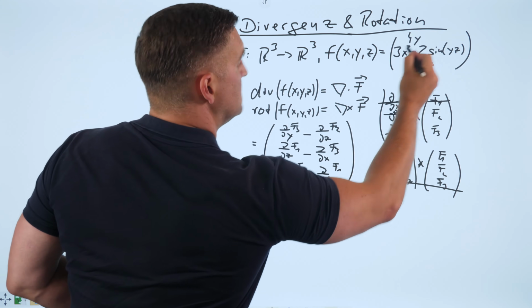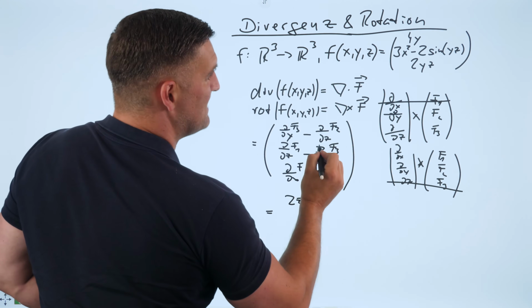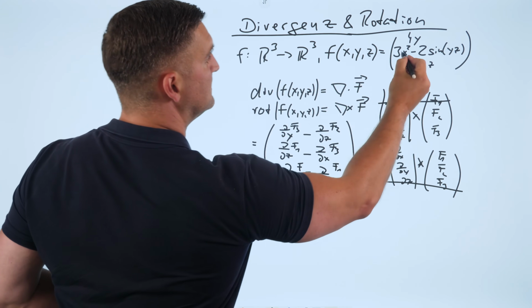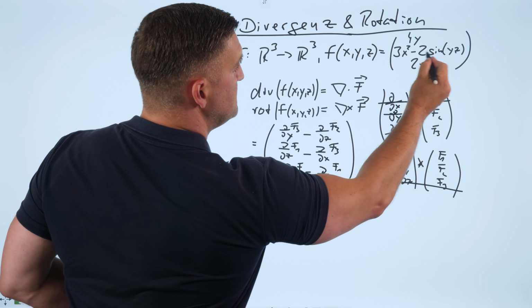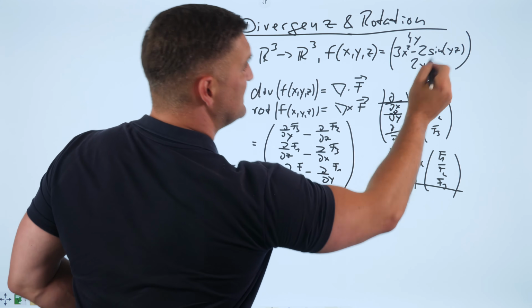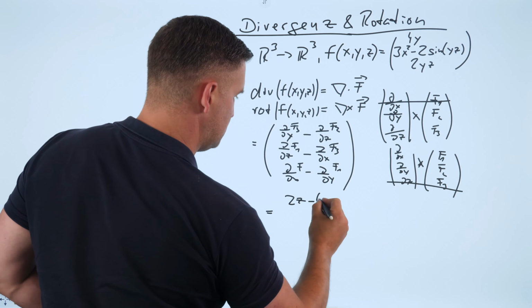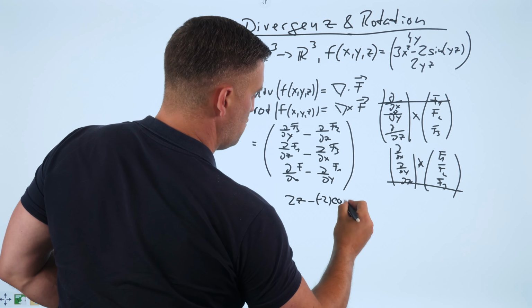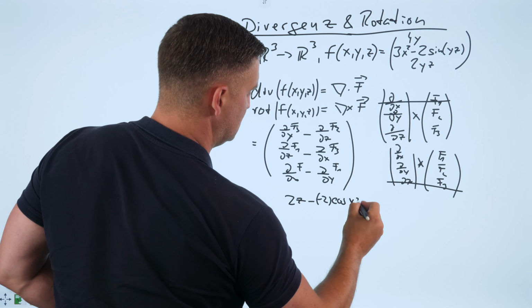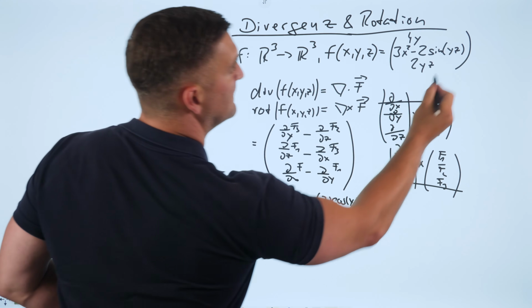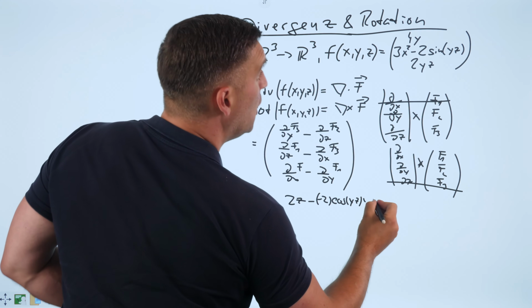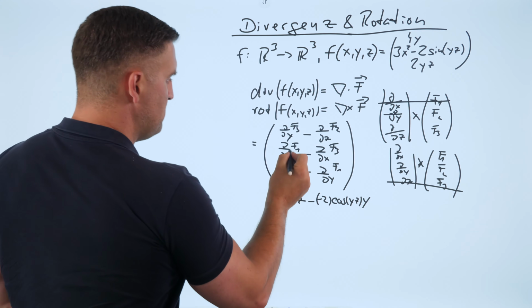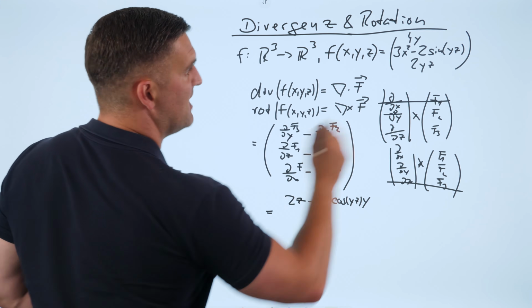We then take the partial derivative with respect to z. Now this requires a bit of concentration. 3x squared drops out. For minus 2 sine yz, the minus 2 stays. The derivative of sine is cosine, so cosine yz, and since we're differentiating with respect to z, the inner derivative would be y.